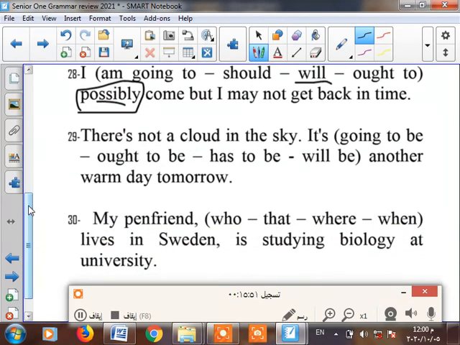29. There is not a cloud in the sky. It's another warm day tomorrow. Okay? Draw a circle or underline that sentence. There is not a cloud in the sky. Okay? So here you are predicting something, that it's going to be another warm day, and we have evidence, so you have to use going to, and here of course you have the word is. Okay, so there is not a cloud in the sky, it is going to be another warm day.